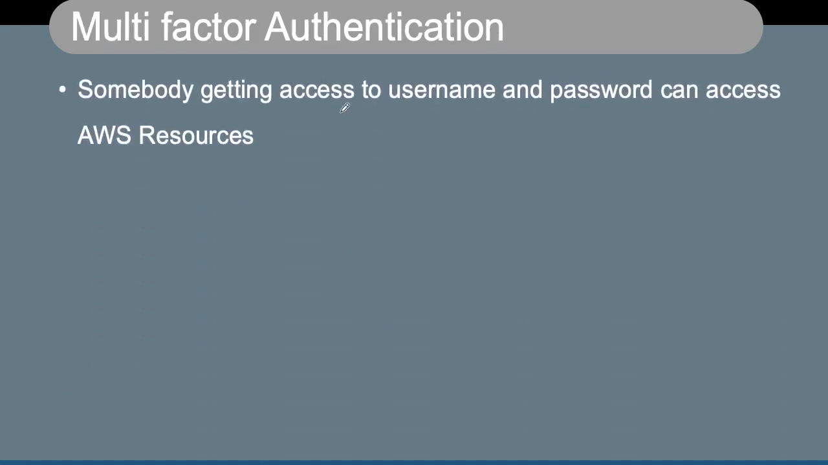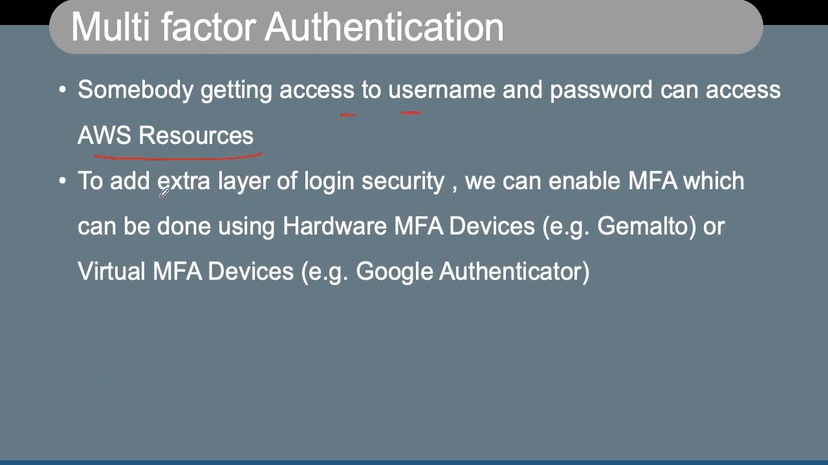Multi-factor authentication. Somebody getting access to the username and password can access your AWS resources. So sometimes it can be dangerous if somebody steals your username and password, and they can do whatever they want in the AWS resources. To avoid this, we add one extra layer of login security, and we enable MFA, which can be done with hardware MFA devices, for example Gemalto, and we can also do it by virtual MFA devices, that is Google Authenticator. There are multiple apps and devices available to do MFA. However, just to take an example, we have used Gemalto and Google Authenticator. So you simply need to install this application on a mobile phone, and absolutely no issues.